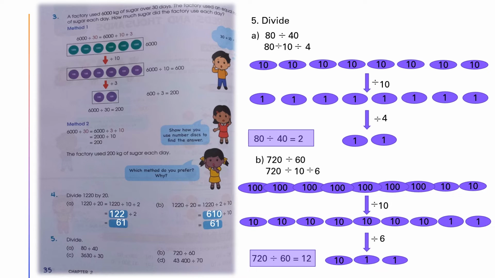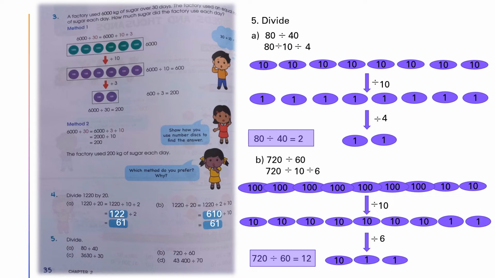For 80 we have 0 ones and 8 tens. So 8 tens are going to be divided by 10 and the resultant is 8 ones. Now 8 ones are going to be divided by 4, which simply means 2 ones. So the answer for part A is 2.